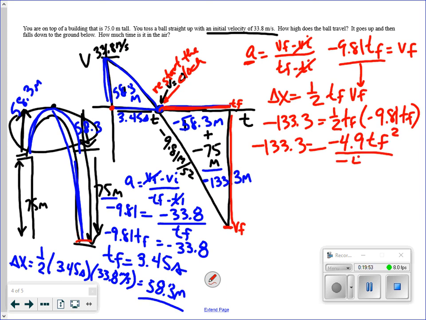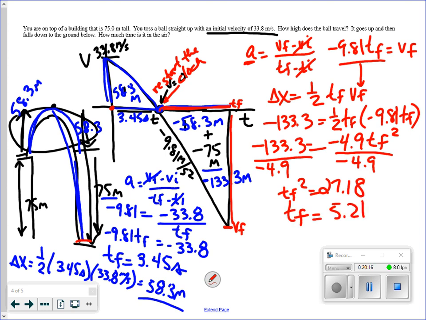Divide both sides by 4.9. Don't take a square root at this point. I saw somebody do this on the quiz and they just took a square root of both sides and I'm like, oh my God, no, no, no, no, no. Order of operations, do your division first, okay? And so what you're going to get here then is TF squared equals, now remember your negatives are going to cancel out, so you're going to get 27.18. When you take the square root of this, you'll get 5.21 seconds.